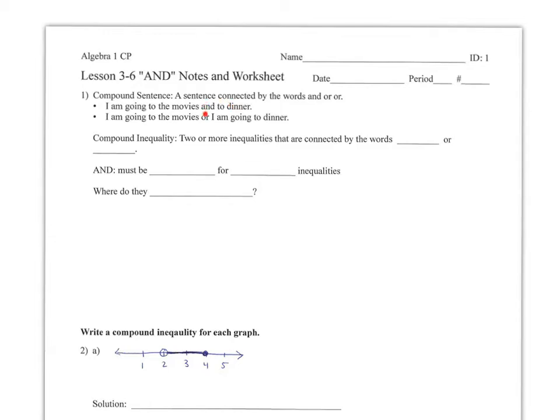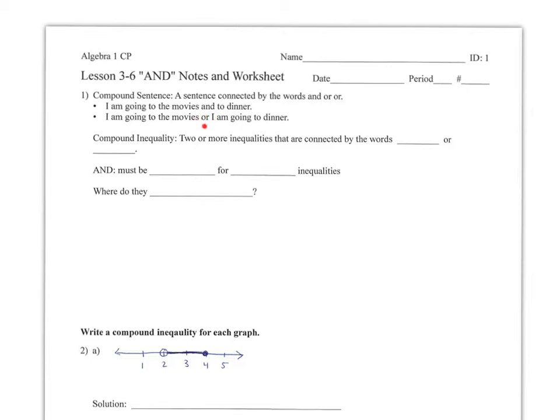But if I change that and from an and to an or, all of a sudden the meaning changes. I am going to the movies or I am going to dinner. So the or is telling us that this happened or this happened, but only one of them. So with and, both parts happen, and in math class, that means both parts are going to be true. So whatever answers we have has to work for both. On an or, I'm going to the movies or I'm going to dinner, but your answers only have to be true for one.